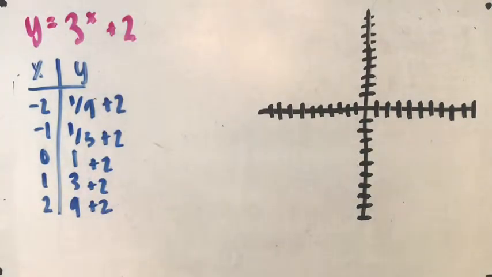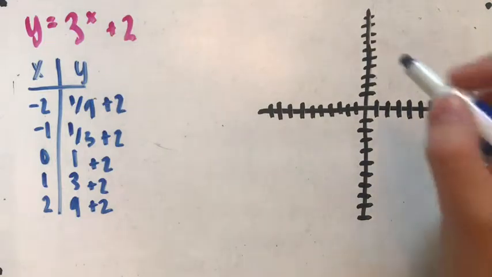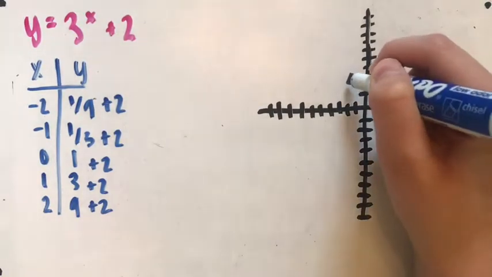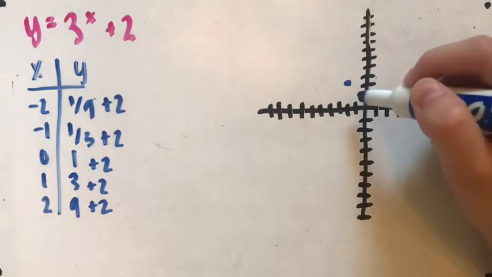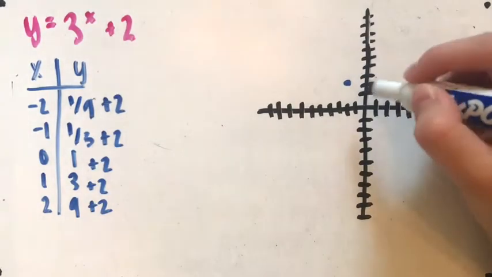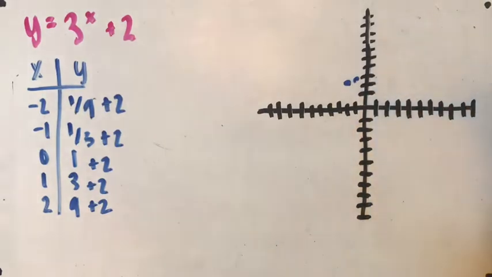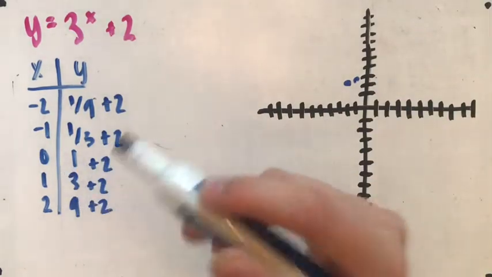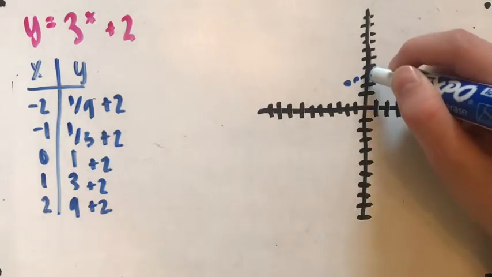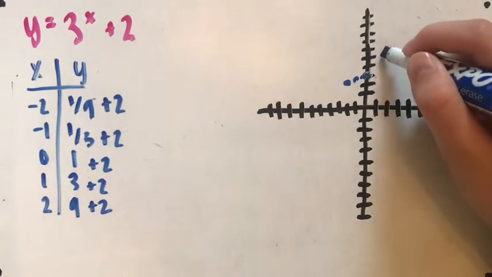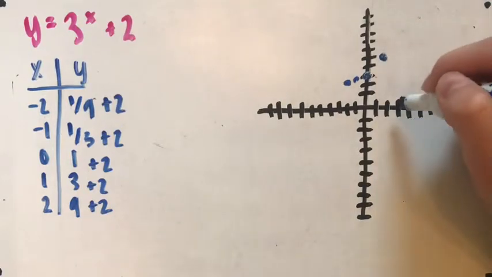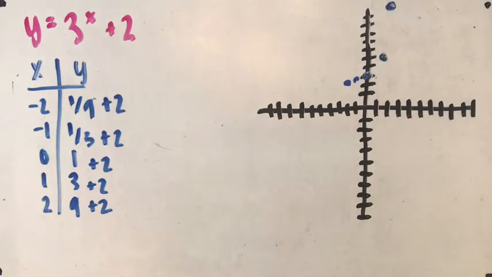So then we can go and put in these values onto our graph, and you just add them to get your y value. So it would be -2 and then 2 1/9. And then -1 and 2 1/3. And then you just keep going by adding the 2 to each.